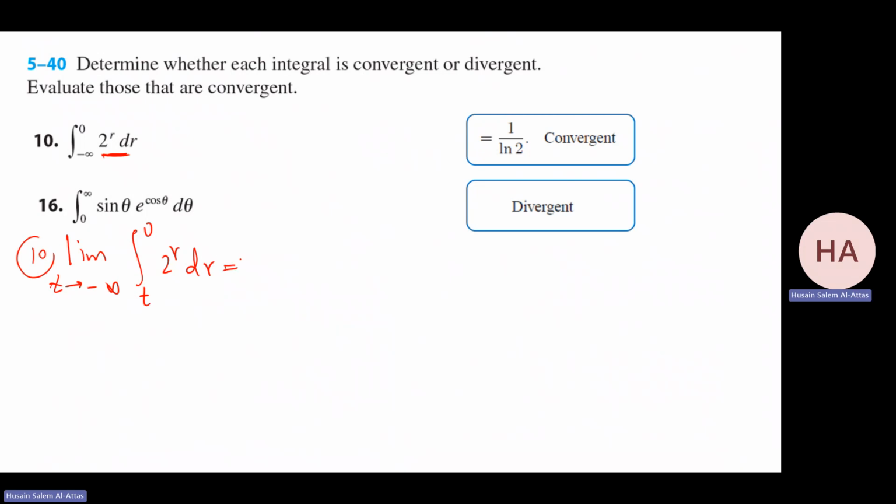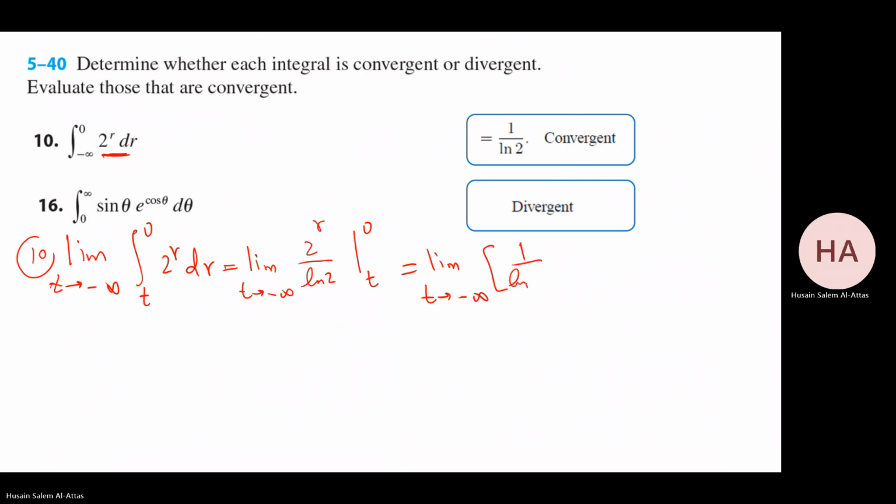Now, as an integration, this is the limit as t goes to minus infinity of 2 to the power r over ln 2, from t to 0. That will be the limit as t goes to minus infinity of 2 to the power 0, which is 1 over ln 2, minus 2 to the power t over ln 2. 2 to the power minus infinity is like e to the power minus infinity, which is 0. So I have 1 over ln 2, since this goes to 0. So I have convergent, and it's 1 over ln 2.